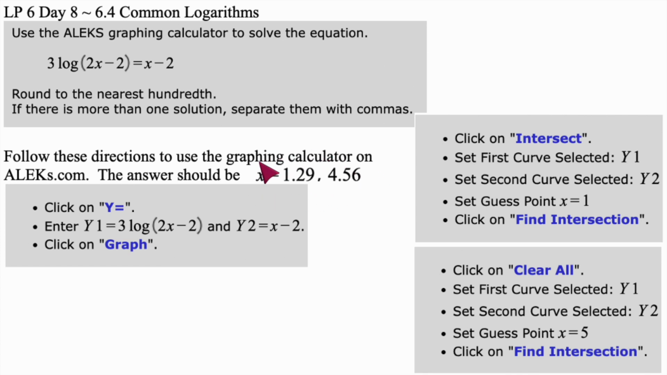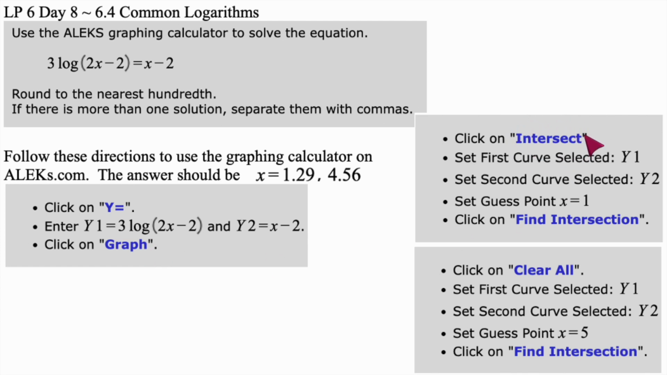I'm giving the answers ahead of time so that you know if you've typed this in correctly. And I'll show you the pictures in just a second as well, because I think that's a little easier. So you're going to open the graphing calculator, and at the top you're going to click on y equals, and then enter both sides of the equation. So 3 log 2x minus 2, and it's going to automatically put in these parentheses. And then for y2, you're going to put in x minus 2. Then you're going to click on graph, which is also toward the top of the calculator.